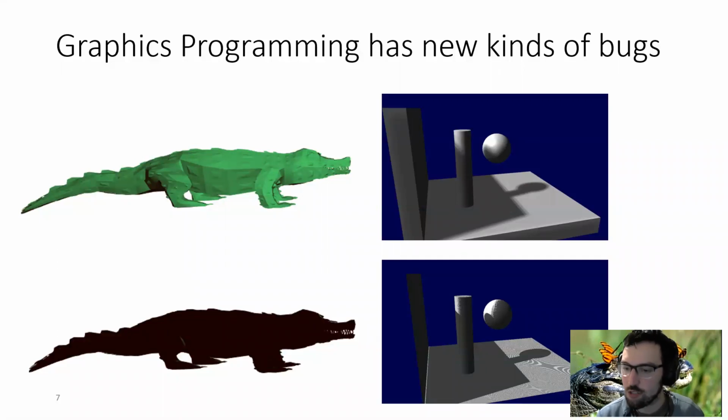The correctness of a graphics program is, in some sense, in the eye of the beholder. So figuring out what went wrong in these images comes down to looking at the image long enough and maybe looking through some code and trying to guess at what the problem might be.